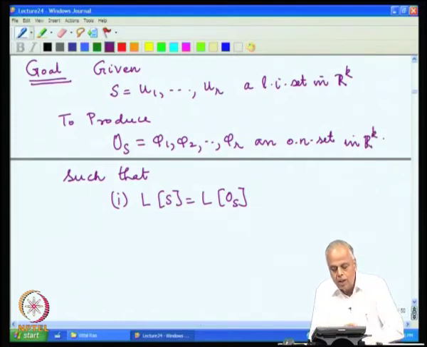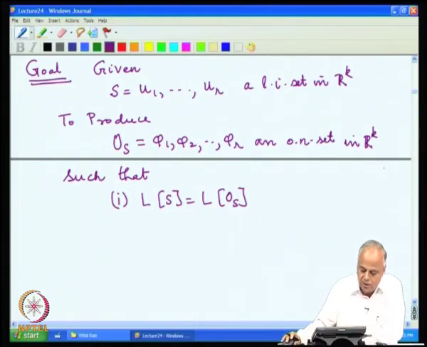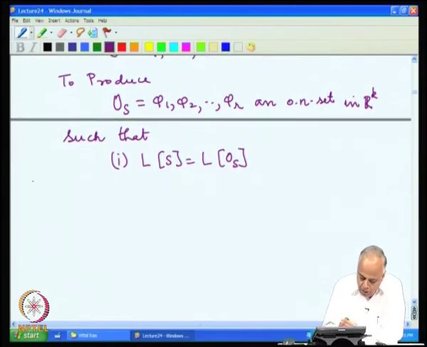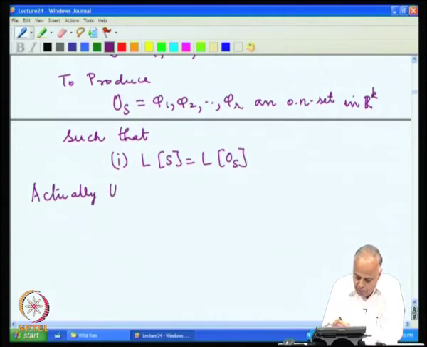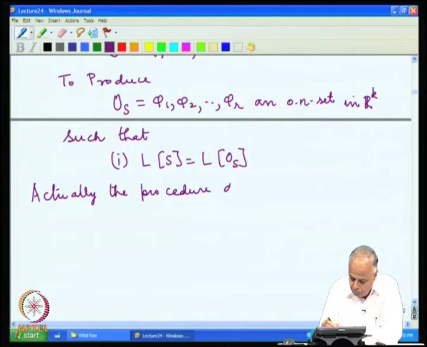So, we would like to construct OS in such a way that the subspace spanned by OS is the same as the subspace spanned by S, and hence OS will become an orthonormal basis for LS. Actually, the procedure does even more. It does the following.